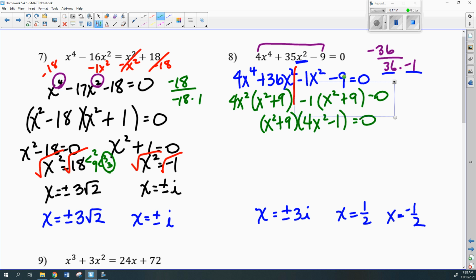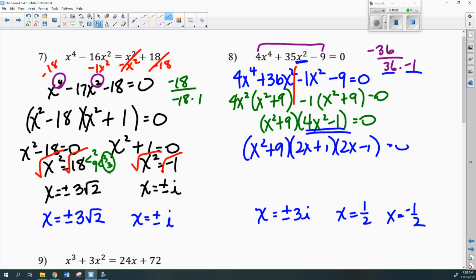All right, and so then because I have squares, I actually do want to check to see if I have a difference of squares, which I do. So I'm going to take it one step further and unfoil the difference of squares. Okay, and now we're ready to set each piece equal to 0 and solve.